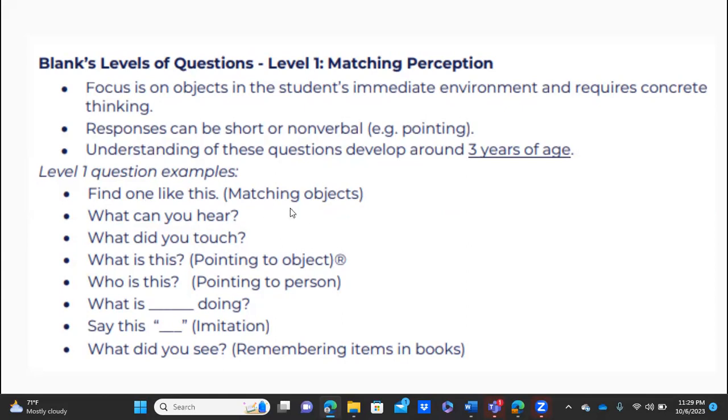Find one like this. When we're trying to match, we're looking for patterns. What can you hear? What did you touch? What is this? I want you to think about these questions as what we consider on the line questions. So we could ask students very rote questions. If we read a brief piece of text or we're looking at an infographic, we could ask them some direct questions about what happened or what this means.